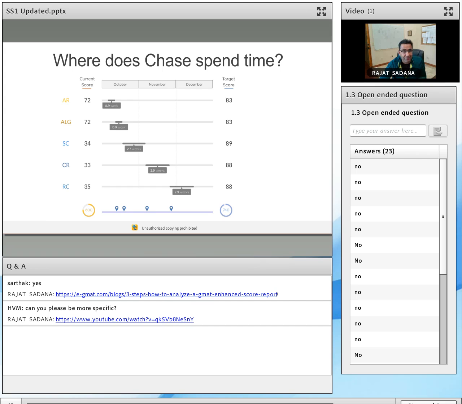Okay. Now how much time does Chase need? And that's where you really see that. Your screen should be covered again in about another 4 to 5 seconds. Chase doesn't need as much time in quant. He's already at 72nd percentile in arithmetic. He just needs about a week to get to that 83rd percentile over here. On the verbal side, however, he needs more time than Abby did. In sentence correction, he needs almost 3 weeks to go from a 34th percentile to a 90th percentile. In reading comprehension, he needs 3 weeks again to go from that 35th percentile to that 88th percentile.